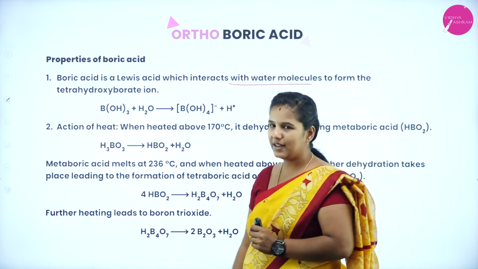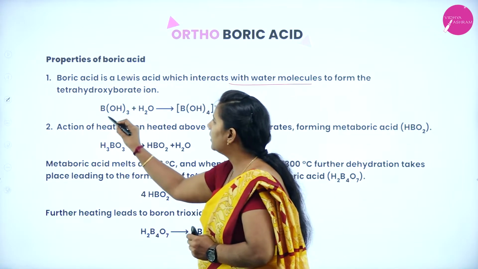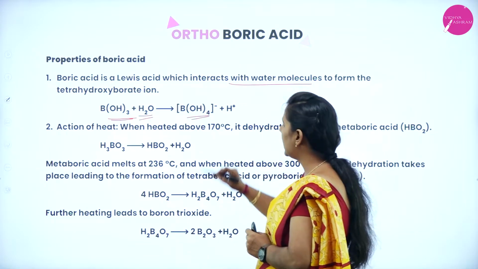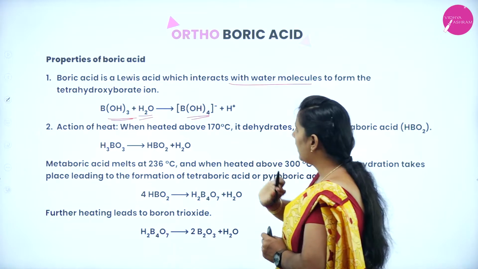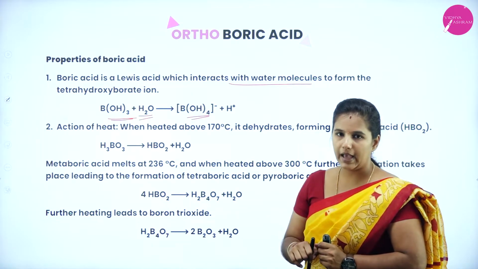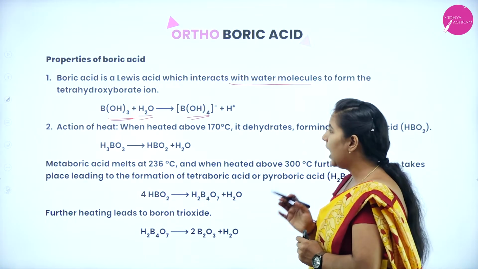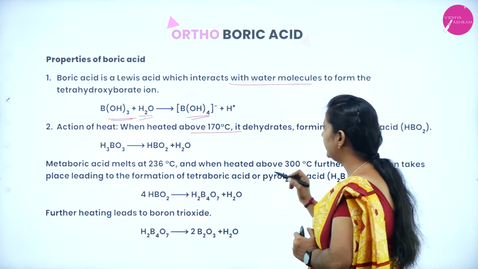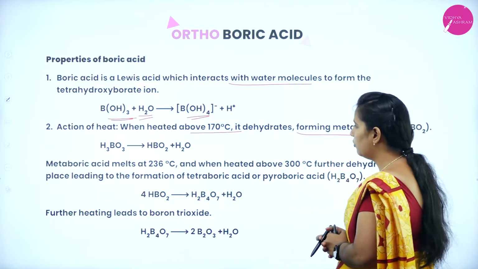tetrahydroxyborate ion. What is a Lewis acid? Which can accept one pair of electrons. So here our boric acid, when it reacts with water, forms what? Tetrahydroxyborate ion. You can see the tetrahydroxyborate ions will be formed. This indicates that boric acid, orthoboric acid, is a Lewis acid. Upon heating to around 170 degrees Celsius, it is dehydrated, forming metaboric acid.